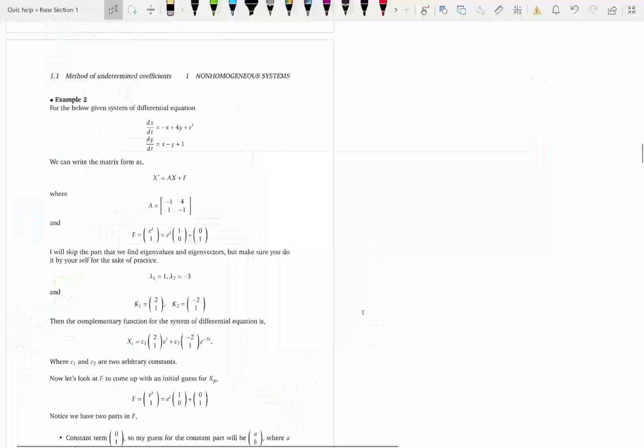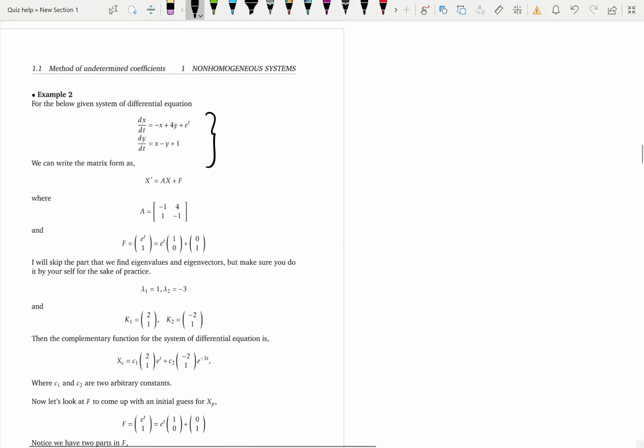Okay, so continuing with the topic of method of undetermined coefficients, let's look at another example. So here we have a system of differential equations. So x prime is negative 1, 4, 1, negative 1, times x, plus f is e to the t and 1. So e to the t and 1.